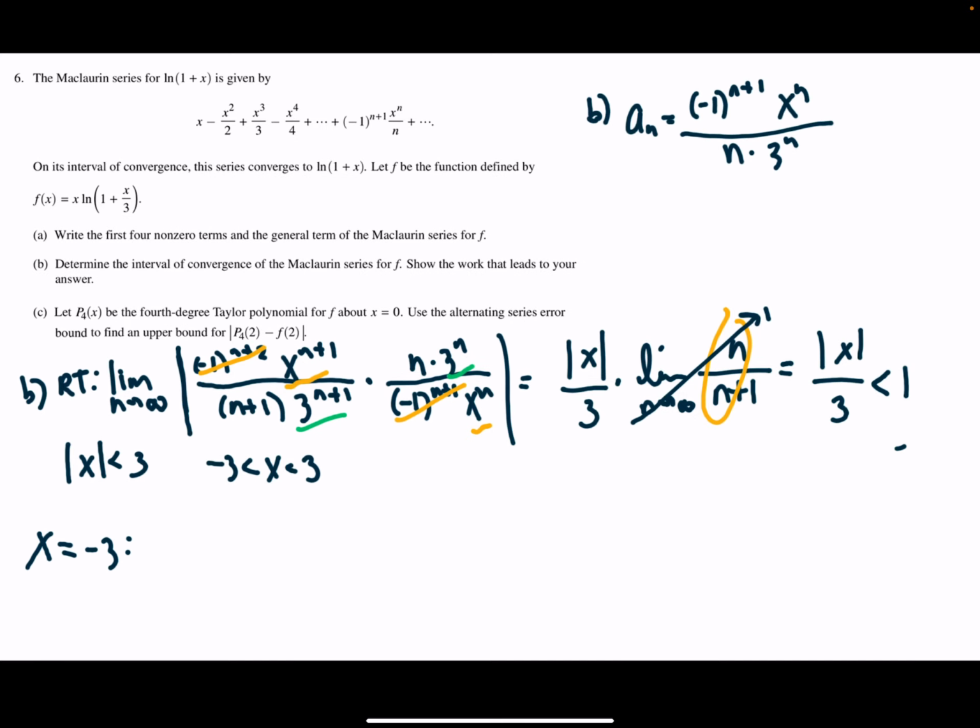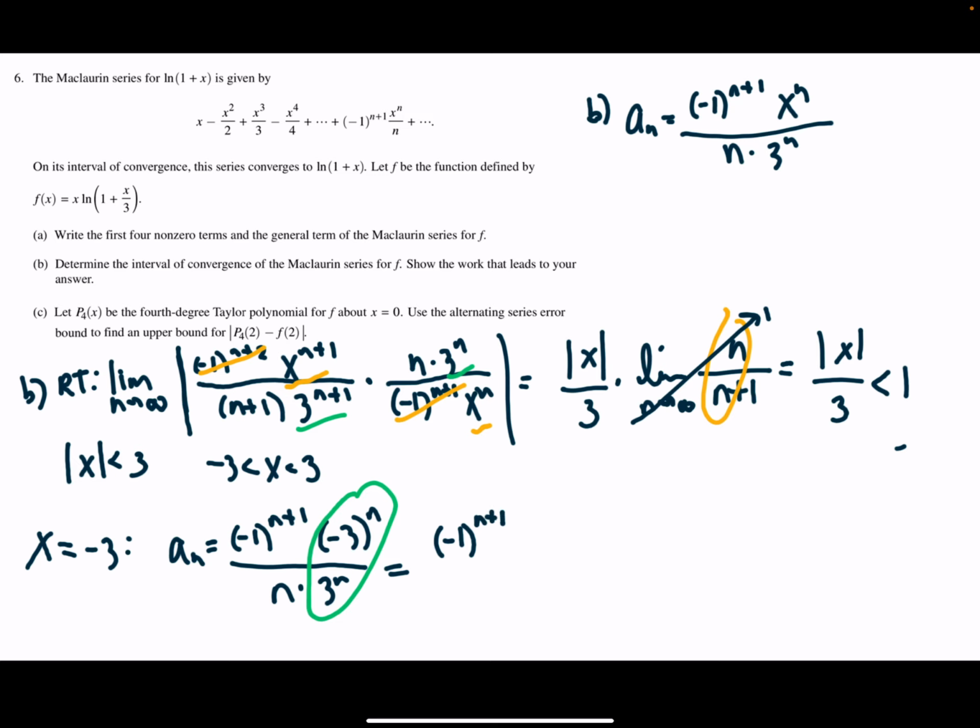If I plug in -3, my general term is (-1)^(n+1) times (-3)^n over n times 3^n. The question is, how do I simplify this so I recognize it? Well, I'm going to divide out these two pieces. If I divide them out, I have (-1)^(n+1), and (-3)^n divided by 3^n is (-1)^n, over n.